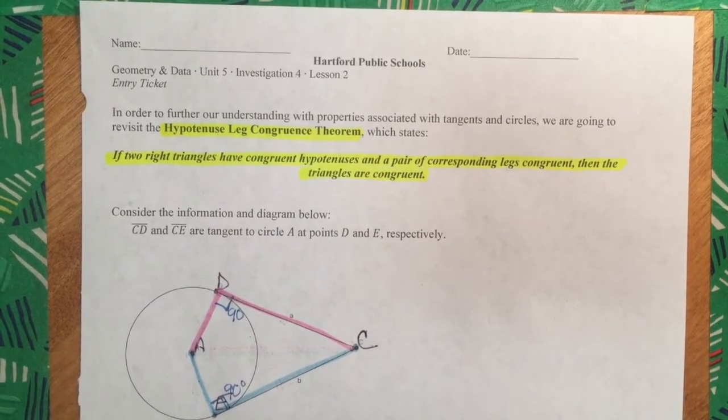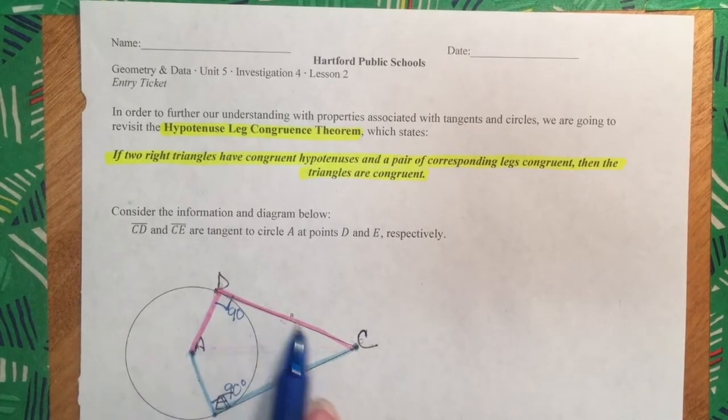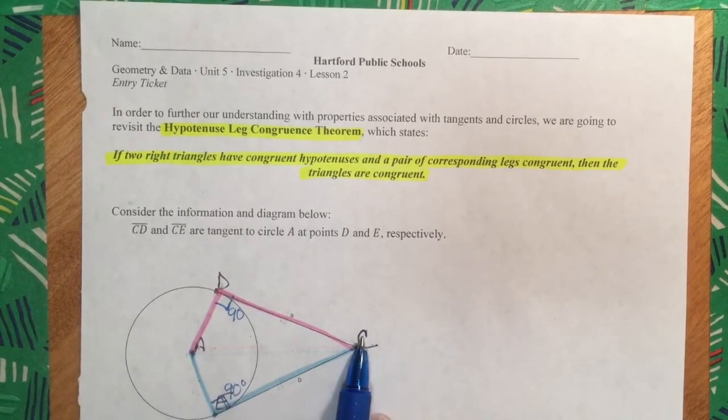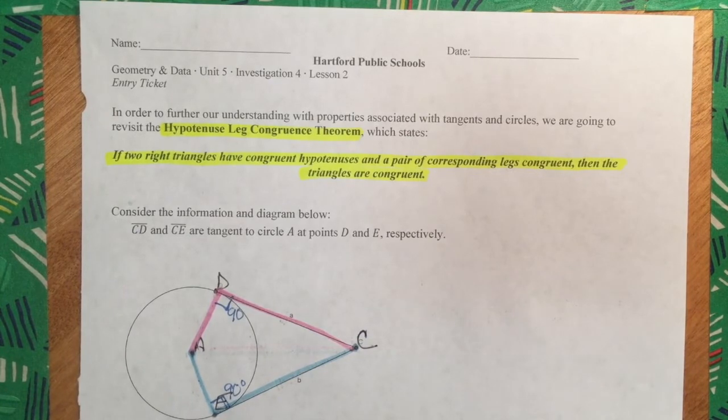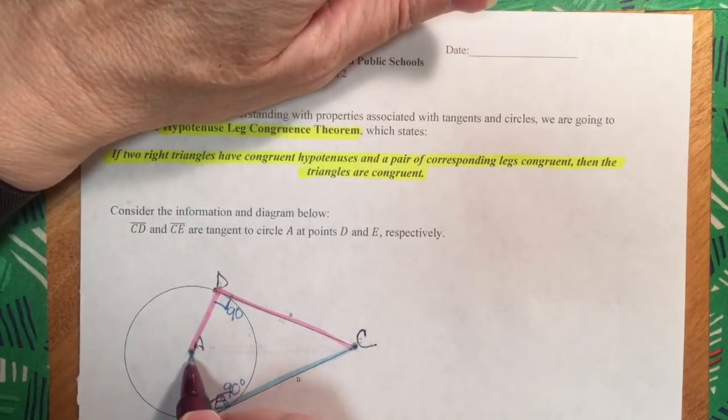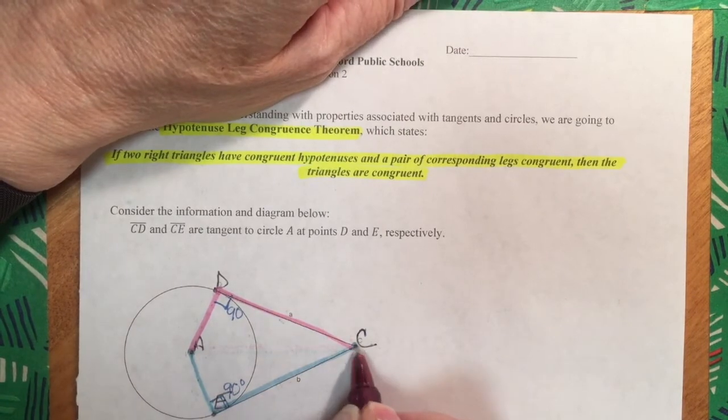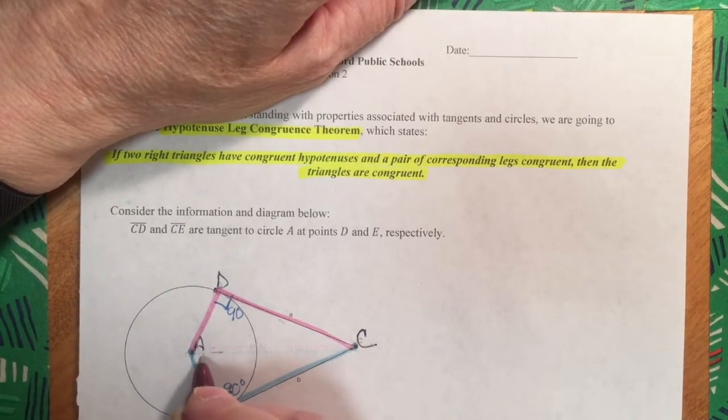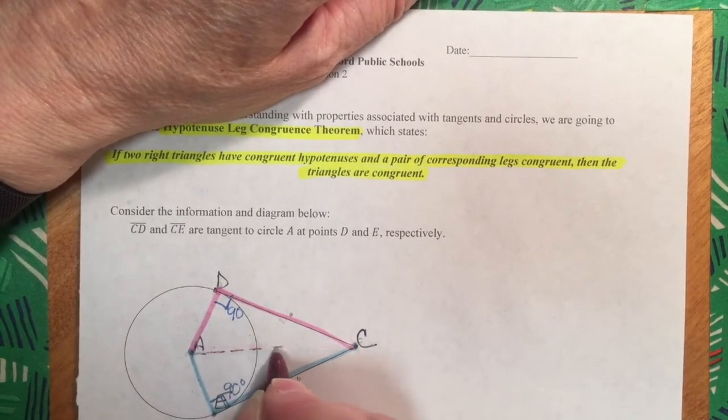And what they want us to prove is that this length out here, DC, is the same length as this side here, AC. So I'm going to draw you one quick thing that's going to make all of this super easy. I'm going to draw a line from A out to C, a line segment. Okay, so what if I do this?